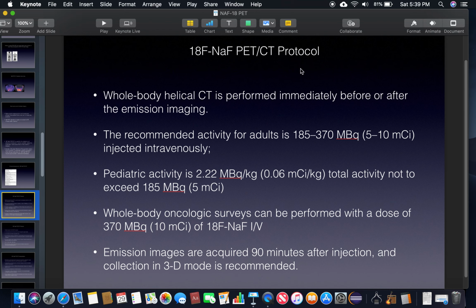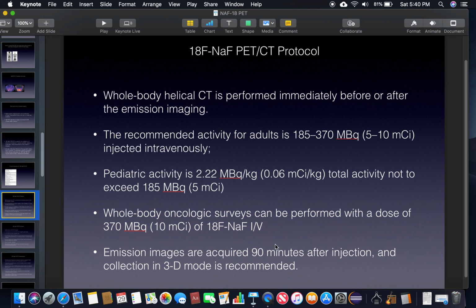Now, I will briefly talk about the sodium fluoride PET CT protocol. So, before or after the emission imaging, you can do a helical CT. Typically, we use 5 to 10 millicuries, and for those who like activity in megabecquerels, 185 to 370. For children, we use weight related dose, which is 0.06 millicuries per kilogram. We do not exceed 5 millicuries. And of course, for whole body oncological survey, you use up to 10 millicuries.